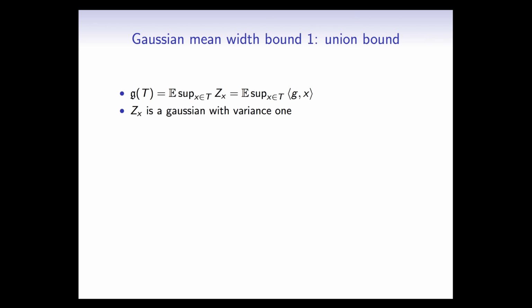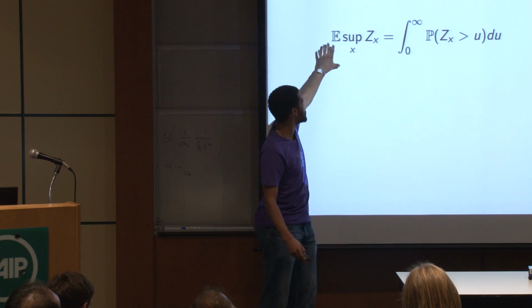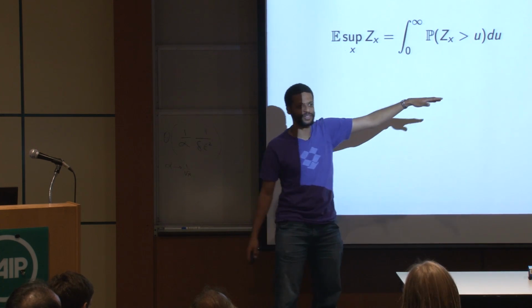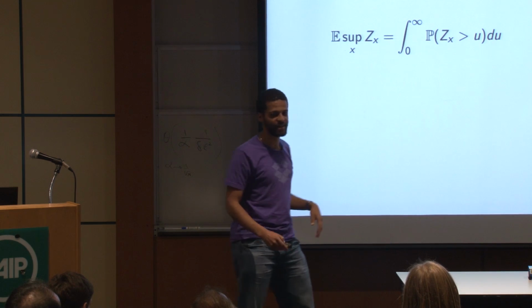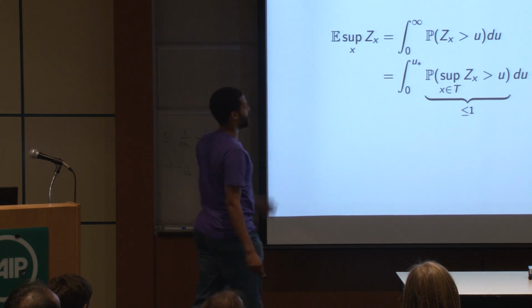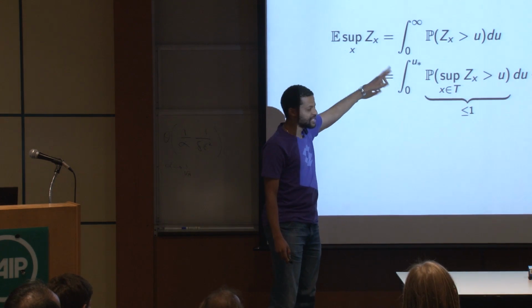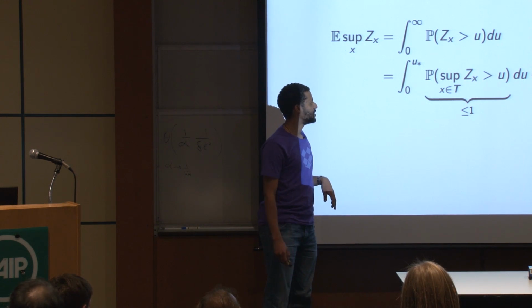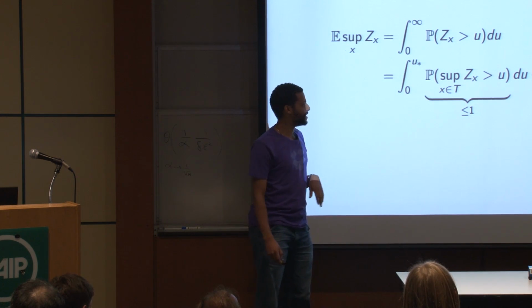I can say the expectation of a random variable, here the sup, is the integral of the probability that the sup is bigger than u. The expectation of a random variable is the integral of a tail bound. There's a sup inside that probability that I forgot to write. And I'll just split up the integral into two pieces. I'll integrate up to some u star that I'm going to choose in a second, and then I'm going to integrate from u star to infinity.